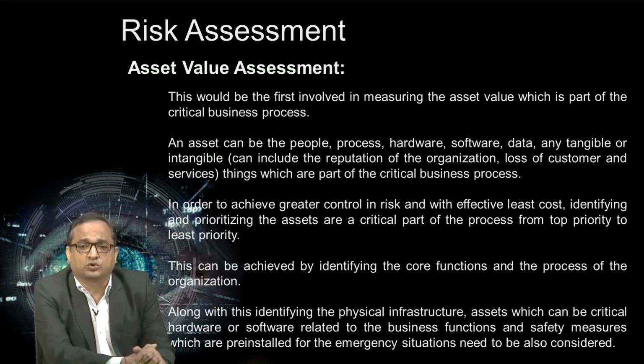In order to achieve greater control over risk at effective least cost, identifying and prioritizing the assets is a critical part of the process, from top priority to least priority. So, we need to prioritize our assets, and based on that we can make the value assessment. This can be achieved by identifying the core functions and processes of the organization. Along with this, identifying the physical infrastructure, assets which can be critical hardware or software related to the business functions, and safety measures which are pre-installed for emergency situations also need to be considered.